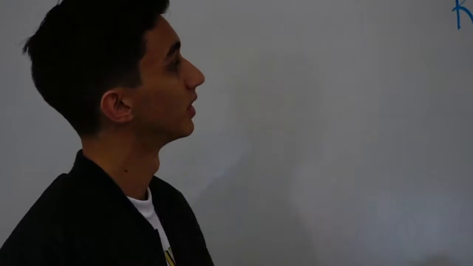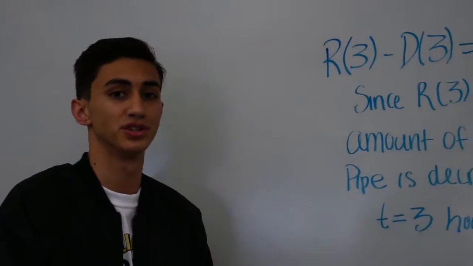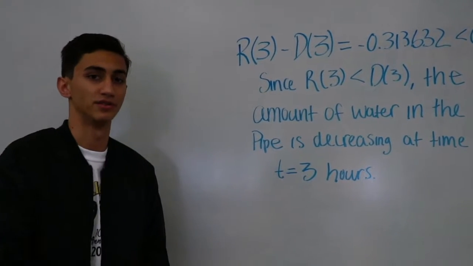So question B reads, is the amount of water in the pipe increasing or decreasing at time t equals 3 hours? Give a reason for your answer. So to solve this problem, we have to consider both the functions that are in this problem. r of t is the rate at which water is flowing into the drain pipe, and d of t is the rate at which water is being drained out of the drain pipe.